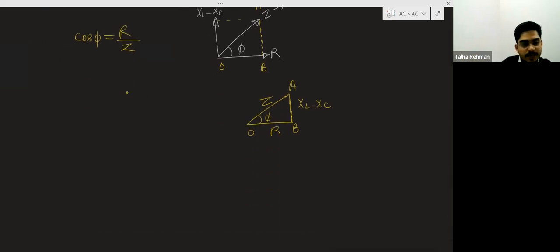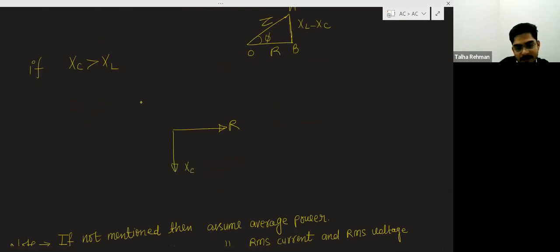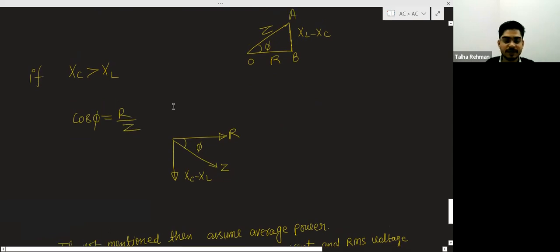If in the circuit XC is greater than XL, then what is the phasor diagram? Resistance you have like this, and you have XC minus XL, and the resultant is Z, and this is phi. So in this case also, with the help of geometry, you can find cos phi, that is R by Z.